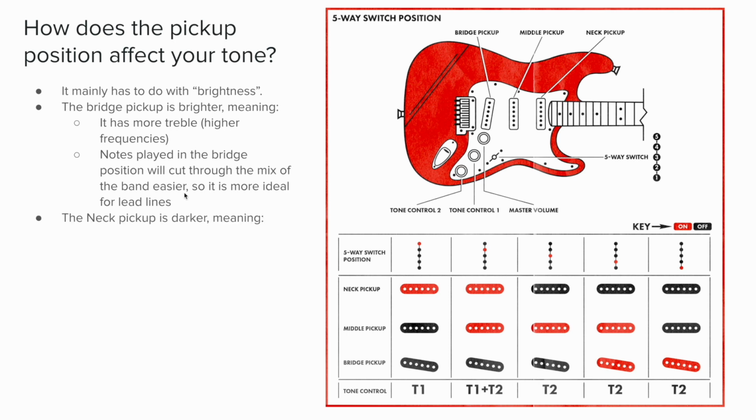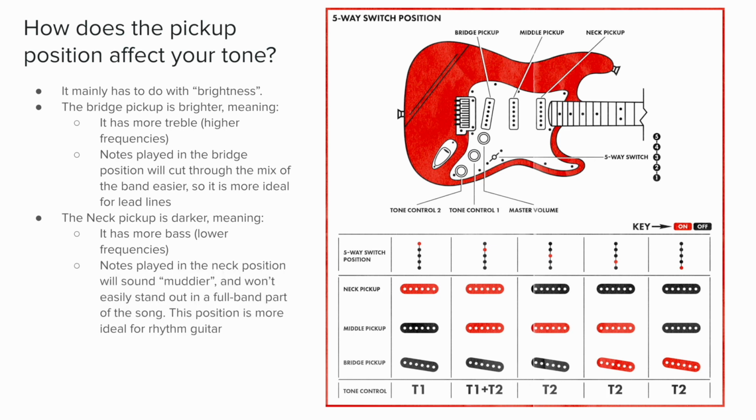And so the neck pickup is darker, so the neck pickup is up here. If you're playing in that position, that means it has more bass frequencies, so lower frequencies. And notes played in the neck position will sound muddier. That's a guitarist's way of saying it won't easily stand out in a full band part of the song. So this position is more ideal for rhythm guitar, particularly strumming chords or playing soft lead lines during a down part of the song.